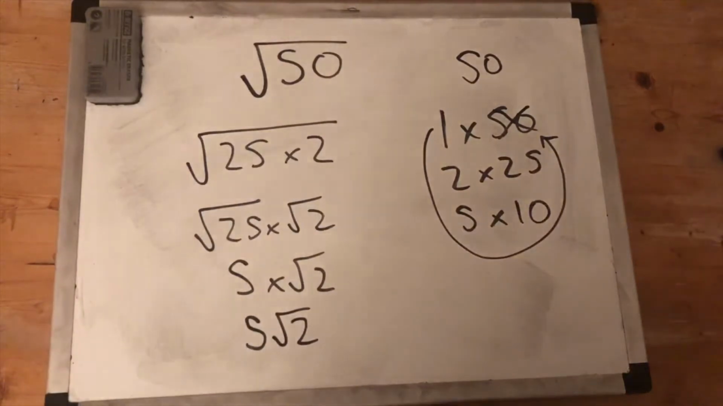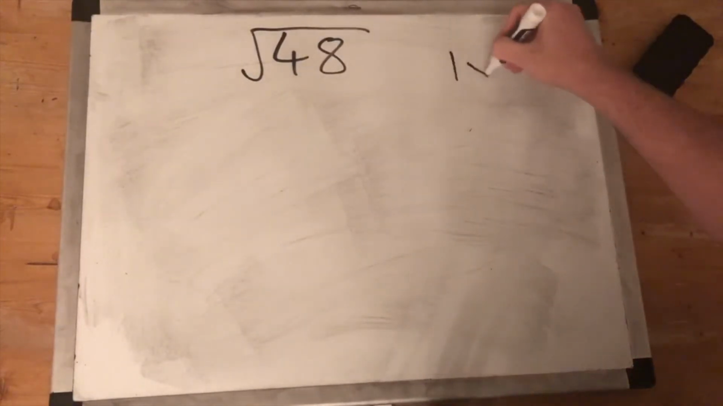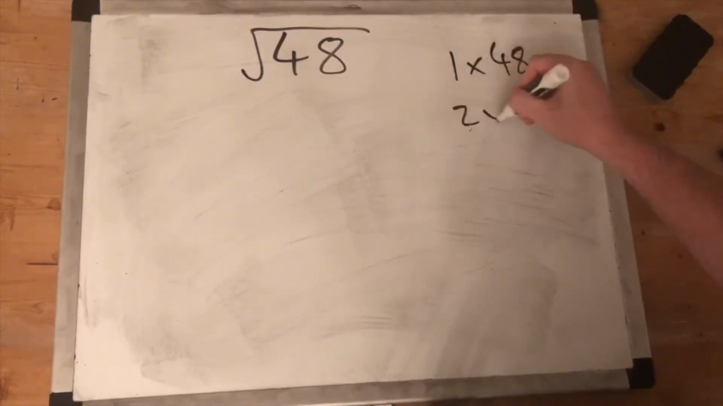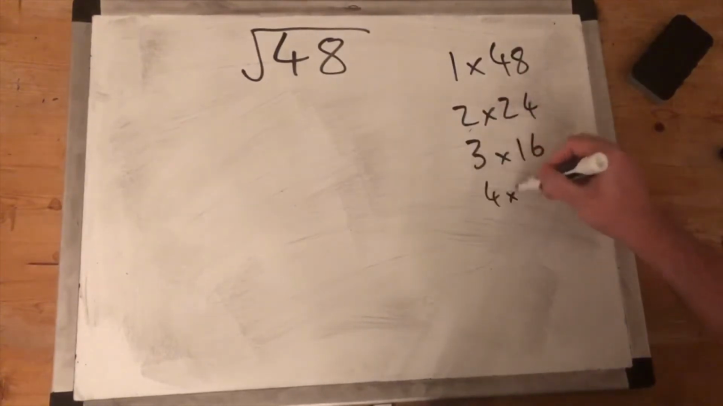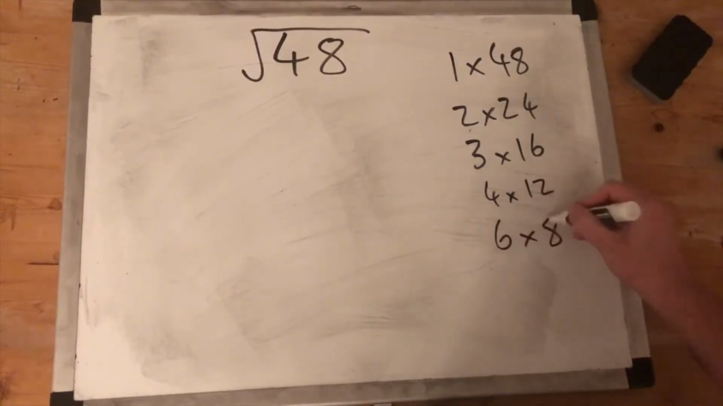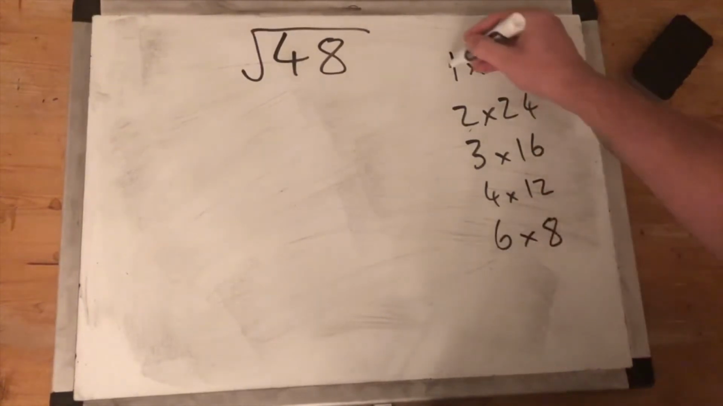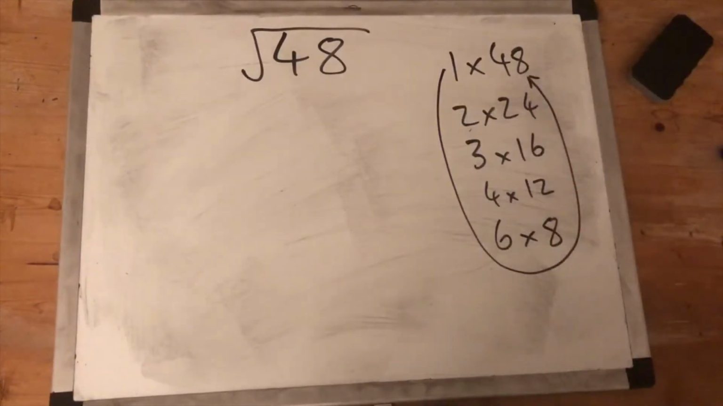Let's do another example now. Root 48. First step, list out the factors. So 1 times 48, 2 times 24, it's 3 times 16, 4 times 12, 5 not a factor, 6 times 8, 7 not a factor, 8 over here. Arrow round to check, we've got them all. Yup, it's all in size order, it works.